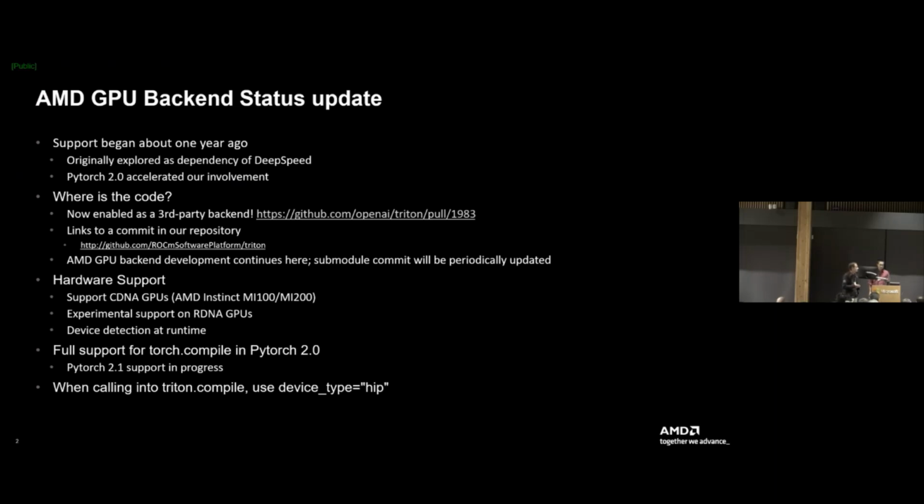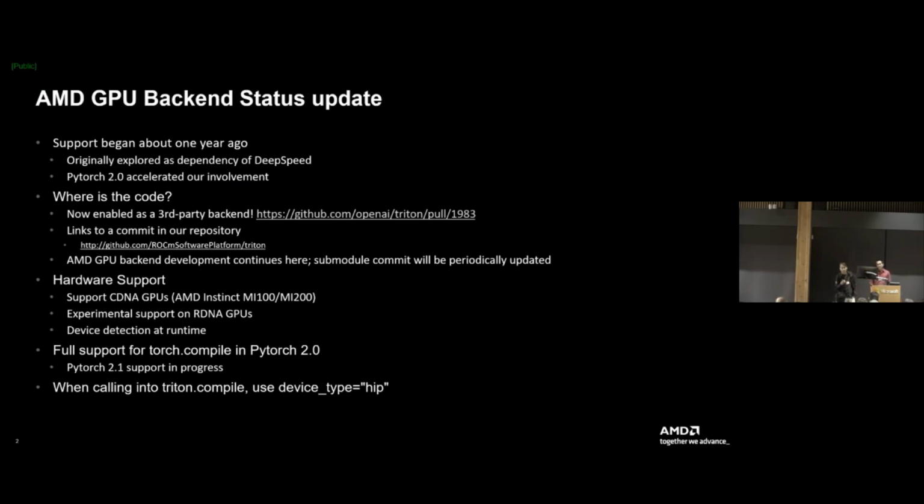The code is out there. The third-party PR 1983 was merged, so we have our third-party submodule link in the OpenAI Triton repository now, which is great. I have another slide on how to check it out, but it's all in there. The actual development happens in our repository, though, so the submodules will link to our ROCm software platform Triton at a specific commit level.